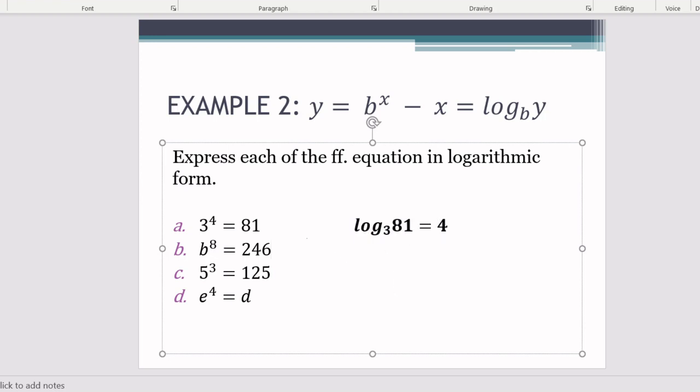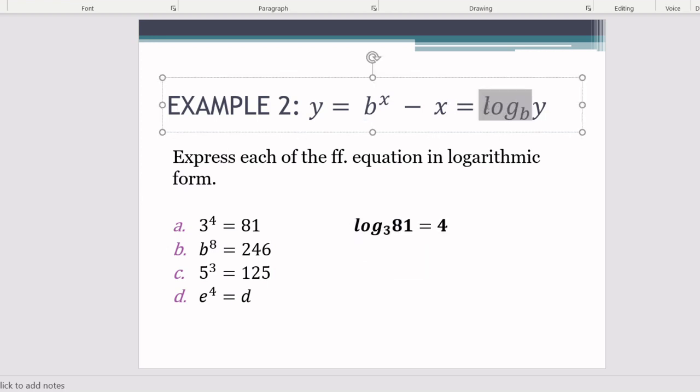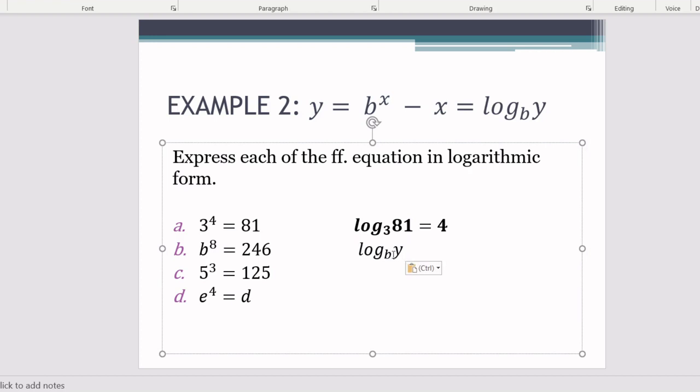Okay, so for this one, once again, what is our b? Our b is just simply b. Look at that, that is b. So your y is 246, and then your x is equivalent to 8. Okay, now for this question, our b is 5, so that's 5.